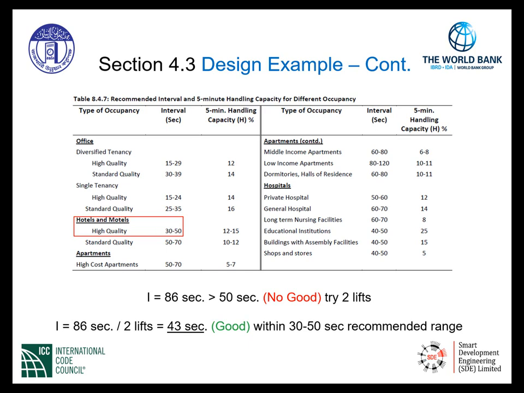So we simply recalculate the interval. I equals 86 seconds divided by 2 lifts, which equates to 43 seconds. Now we fall within the range of 30 to 50 seconds that is given to us in the table for a hotel of a high quality as indicated in Table 8.4.7. This is the first piece, and we will continue our design example.